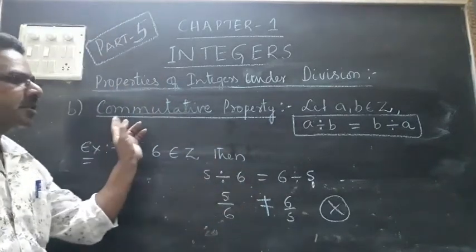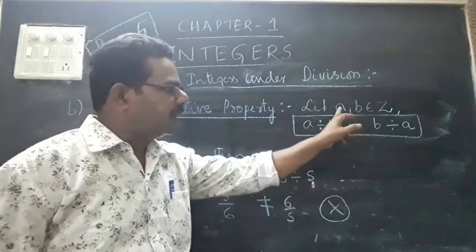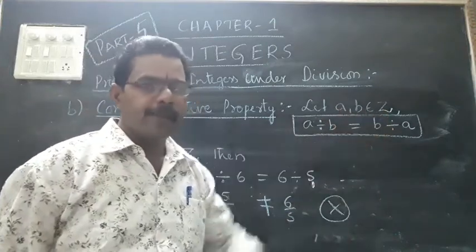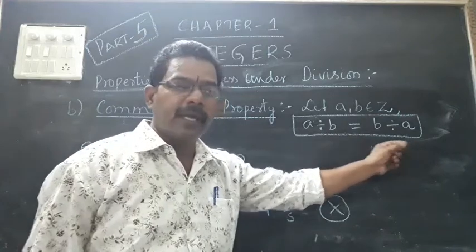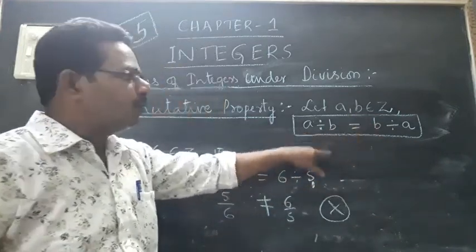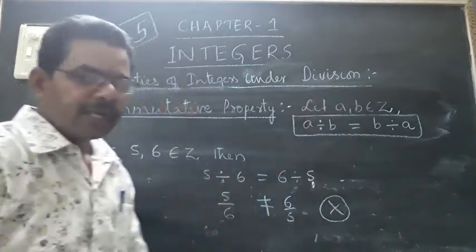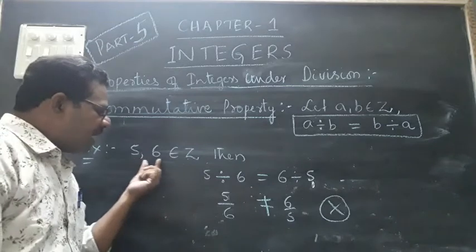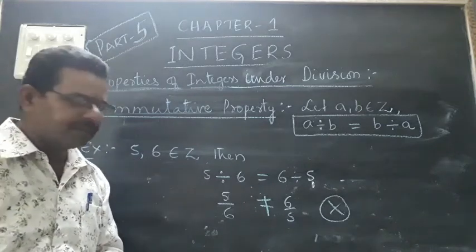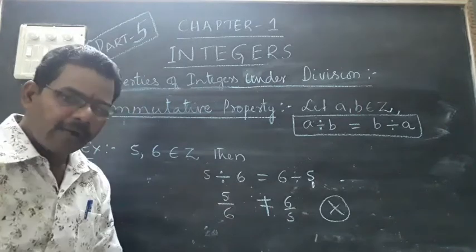So the next one is the commutative property under division. In the commutative property, I have taken two integers a and b. a divided by b is equal to b divided by a. If it satisfies, we can say the commutative property is followed under division in the set of integers. For this we can take an example. 5 and 6, I have taken two integers. 5 divided by 6 is equal to 6 divided by 5, I have written.